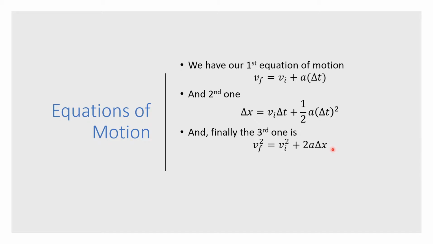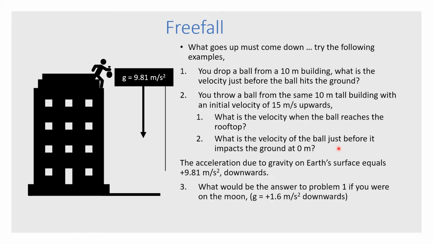Now, the next part that we were going to cover today, we were going to go over these free fall examples, where I had asked you to essentially try to find what would be the velocity if you were to drop a ball from a 10-meter high building, and what would happen if you were to throw the same ball upwards with a velocity of 15 meters per second.